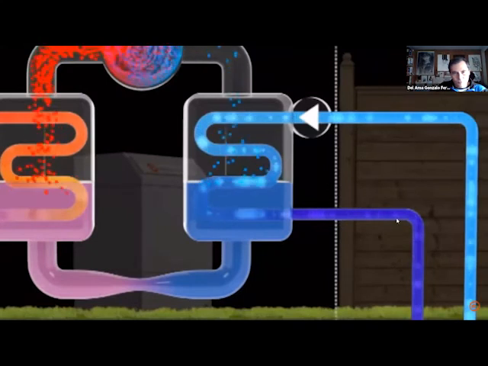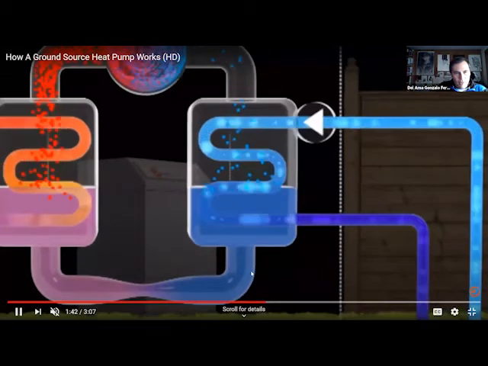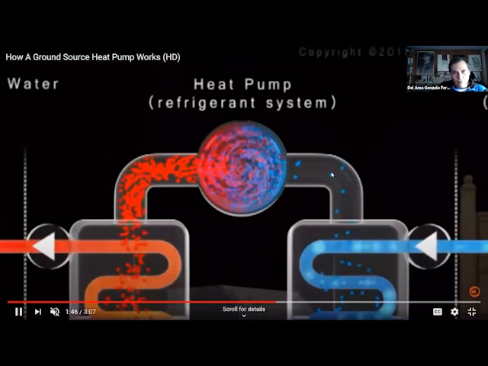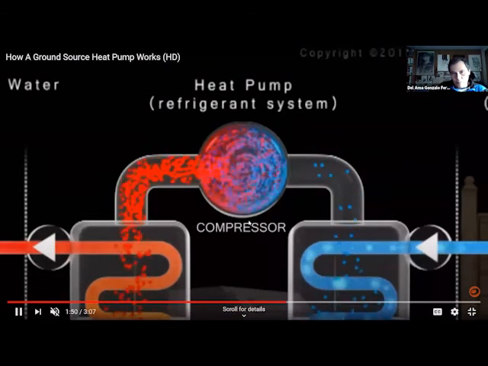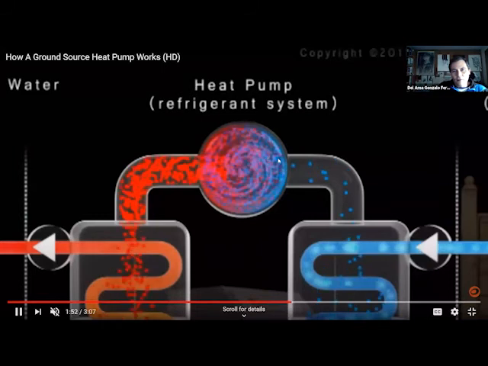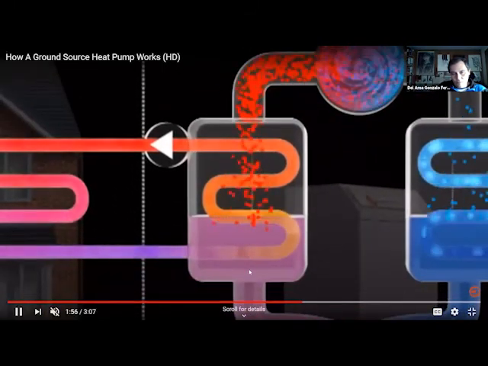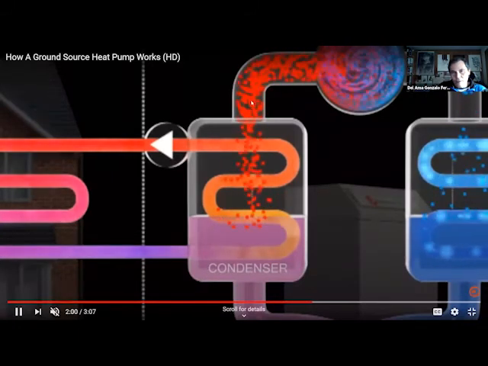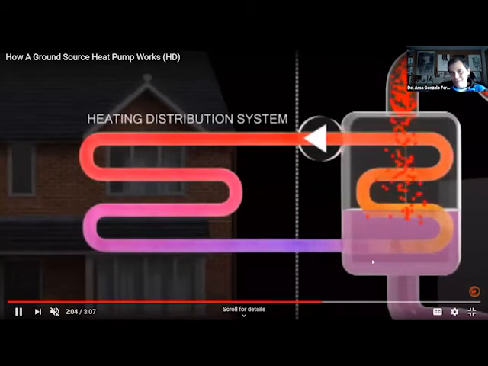Okay, we zoom out. And now we are looking at this component of the heat pump. This is the compressor. So the compressor compresses the refrigerant fluid. And after that, it goes to the condenser. Okay, so this fluid, it's a gas at the beginning, and it turns into a liquid. It's not water, it's a liquid.